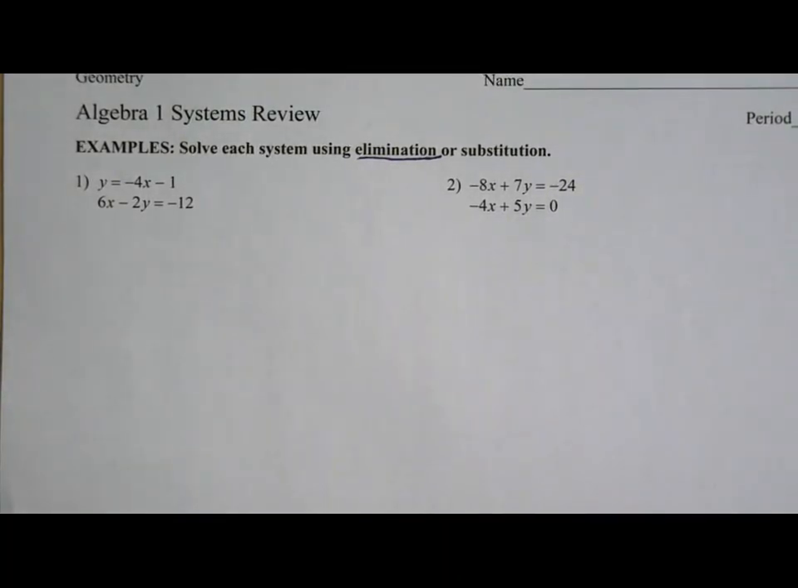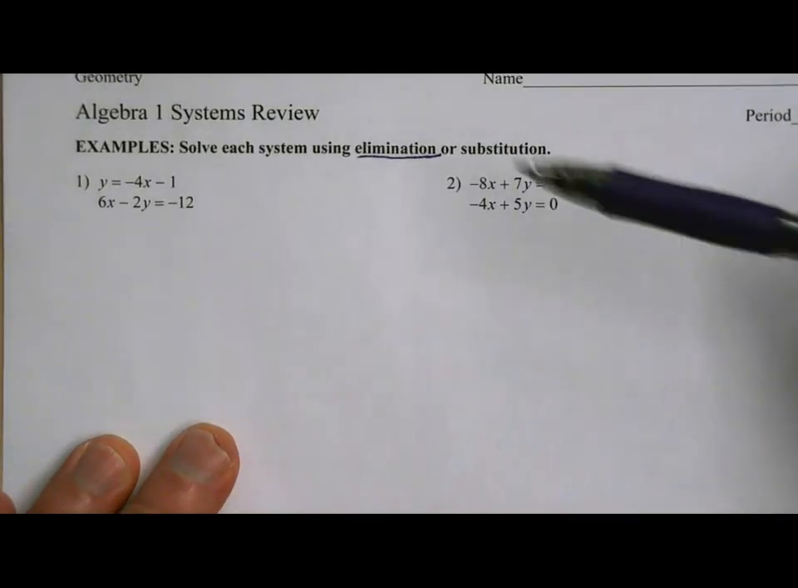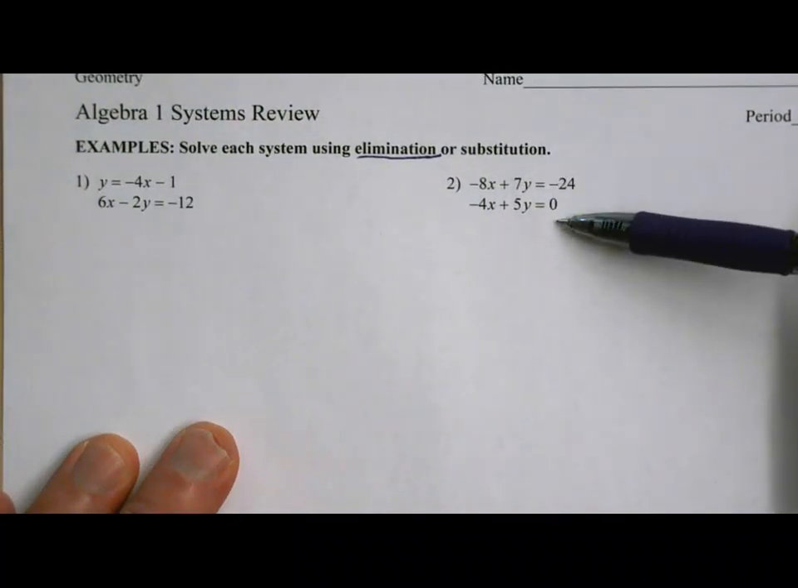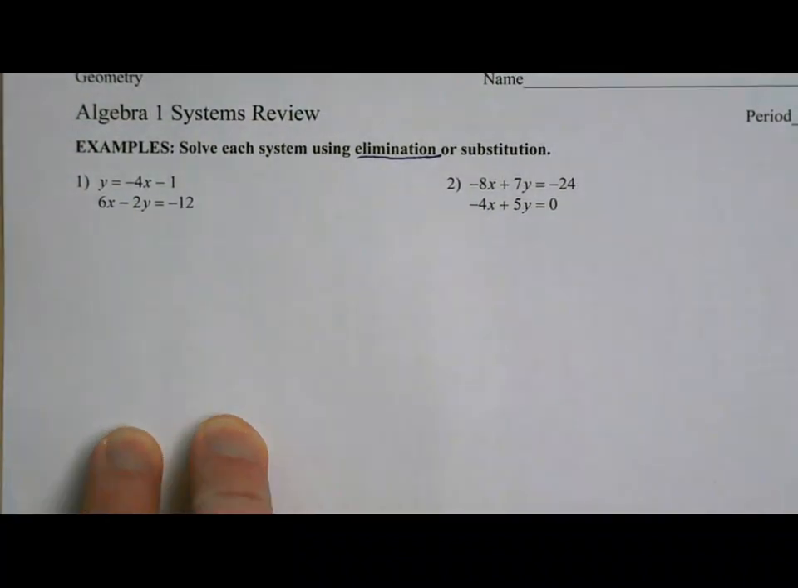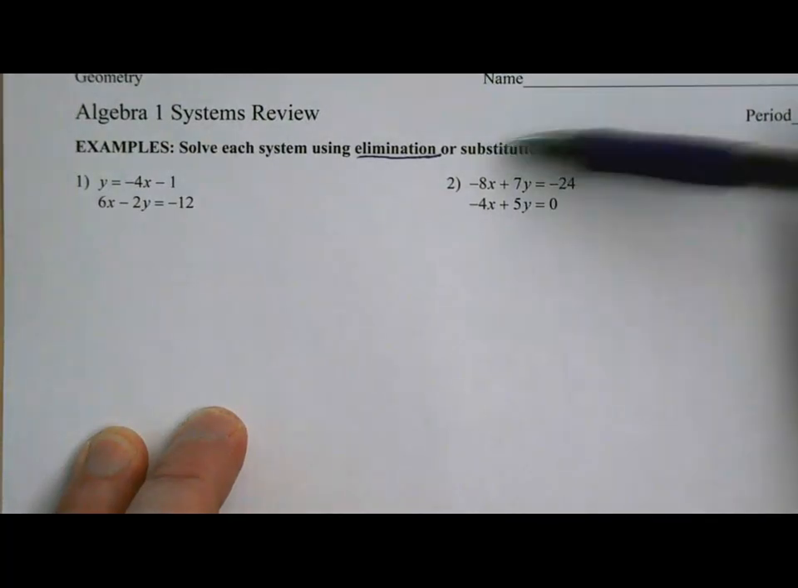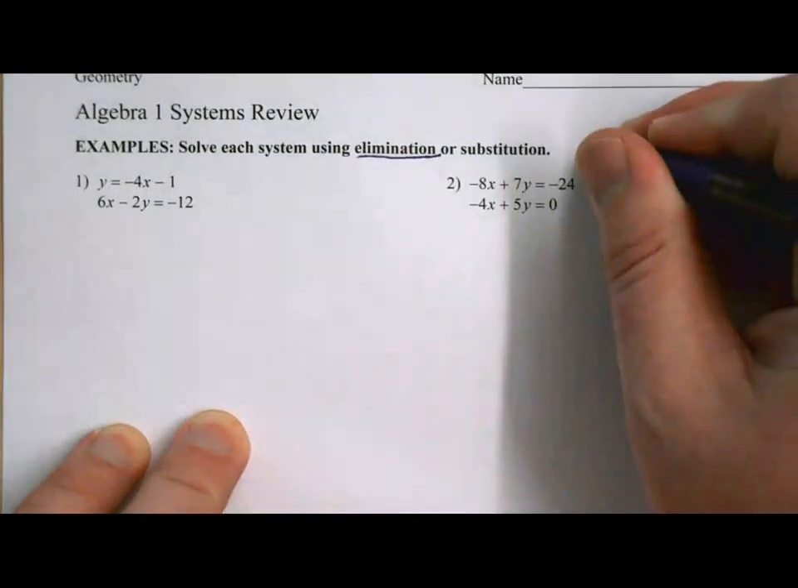In order to do elimination, we want to have two equations that are set up in a format where the x's and the y's and the constants are all aligned with each other in the two equations, or some situation where it's easy to make that happen. I'd say of these two problems, number 2 is more of an elimination problem.